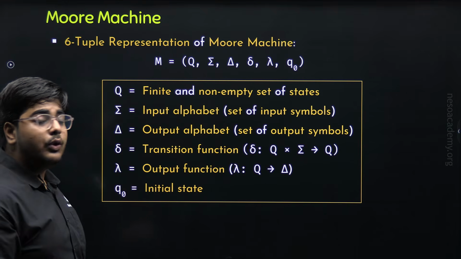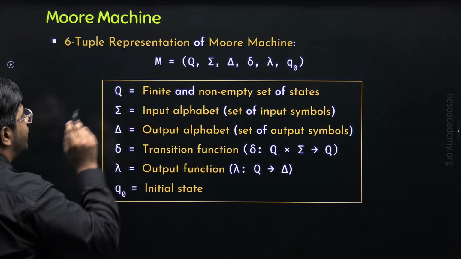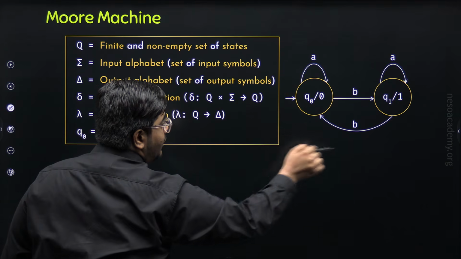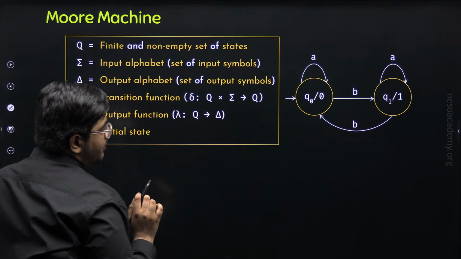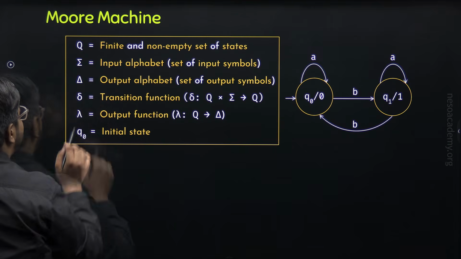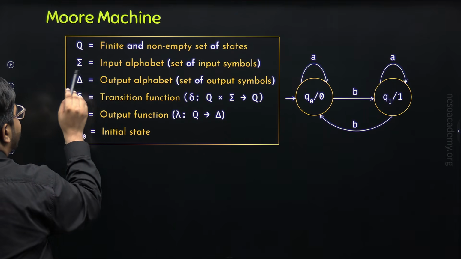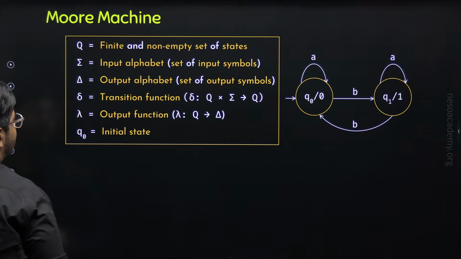Now let's find out the values of each of these elements one by one with respect to this particular transition diagram of a Moore machine. First, we will find out the values of Q, sigma, capital delta and Q0.